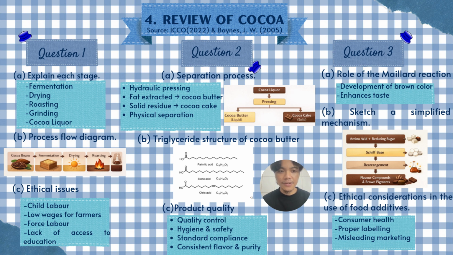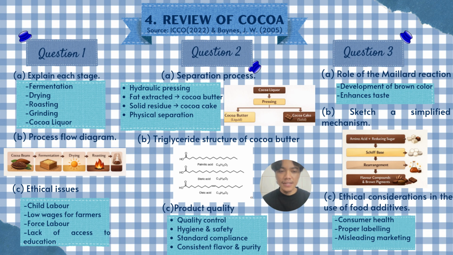Next is drying. The fermented beans are dried under the sun or using a dryer to reduce moisture content from about 60% to around 6 or 7%. This prevents mold growth and prepares the bean for storage and transport.